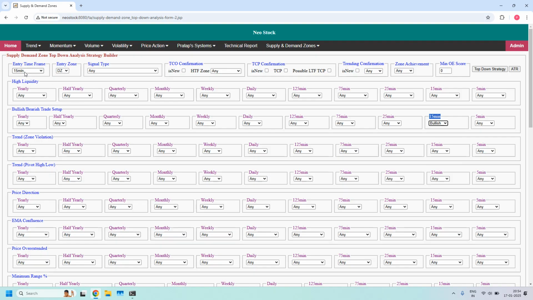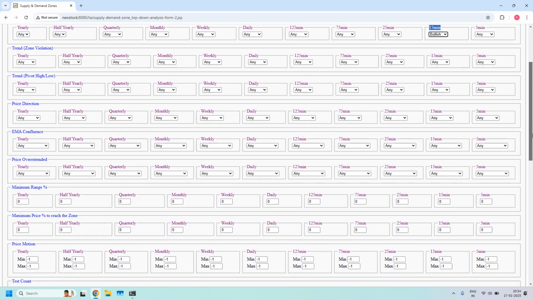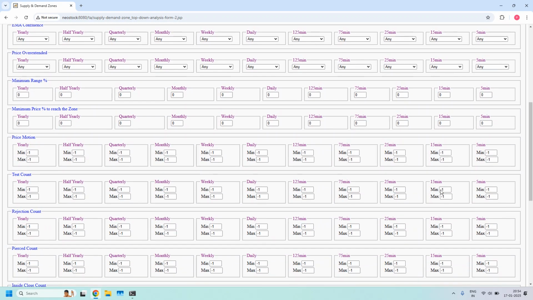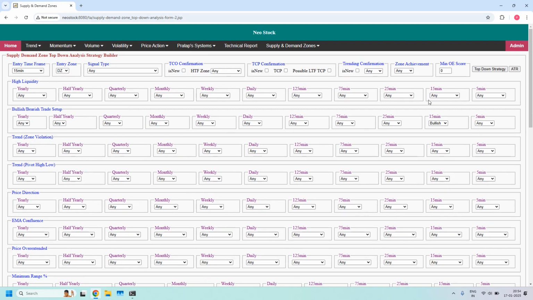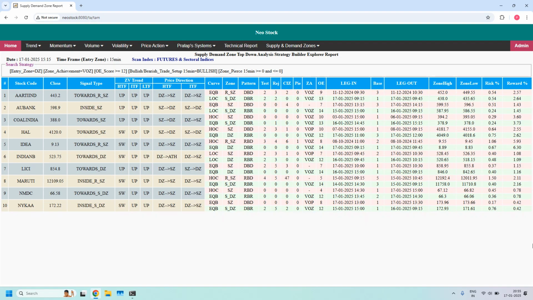And for this 15 minutes demand zone, we should set 3 filters. First filter is pierced. 15 minutes demand zone should not be pierced. So that's why in the pierced count, at 15 minutes time frame, I am setting minimum value 0, maximum value 0. Zone achievement should be violated opposing zone. Minimum odd enhancer score should be 12. With all the 3 filters applied to the 15 minutes demand zone, we got 10 stocks.